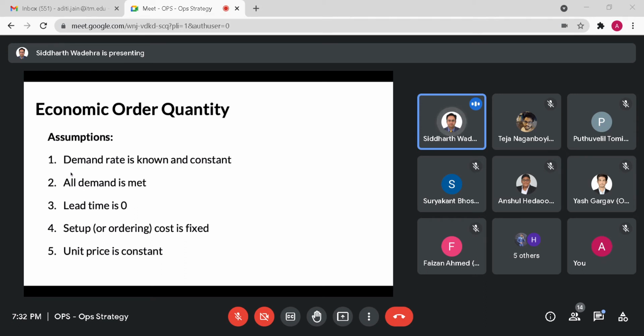The setup cost is fixed regardless of the quantity you order. So again, whether it's unrealistic or not, what we are saying here is every time you place an order, you incur a particular amount of a fixed cost.